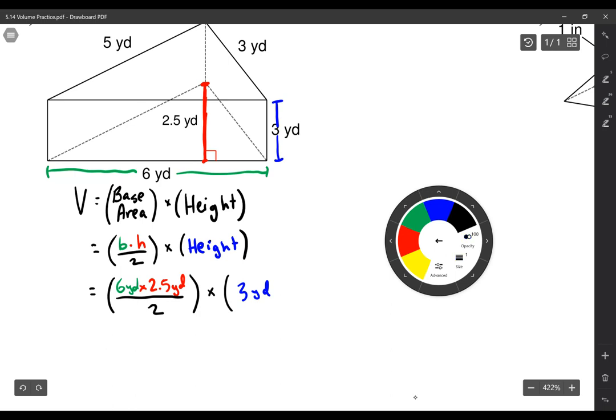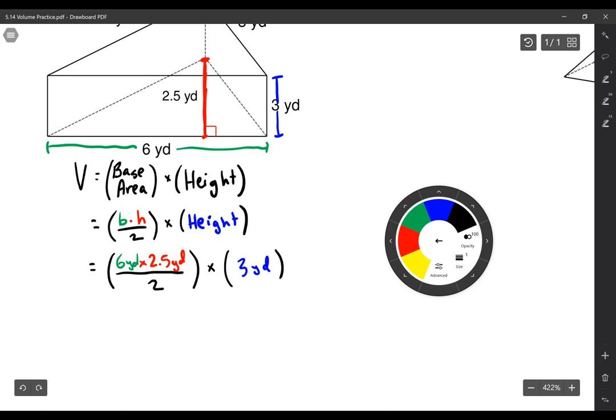So there's a few things that we need to multiply out here. The 6 yards by the 2.5, so 6 times 2.5 ends up being 15. And then our 15, so let me simplify that, 15 yards squared, since we're combining these two right here, all over 2 still. Don't forget about that 2. And then we're multiplying by 3 yards.